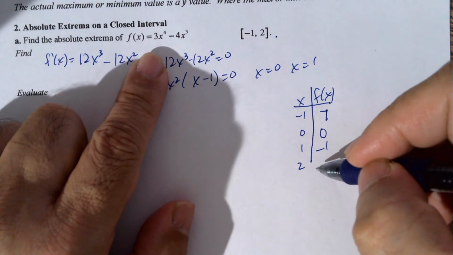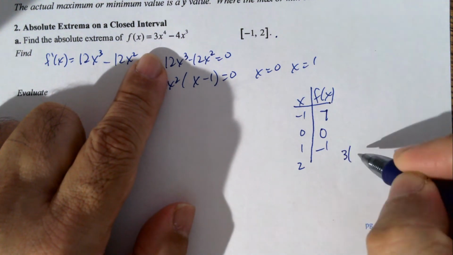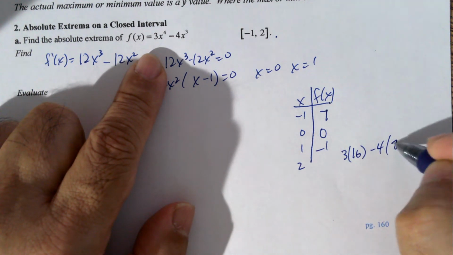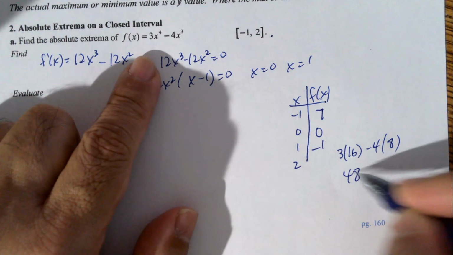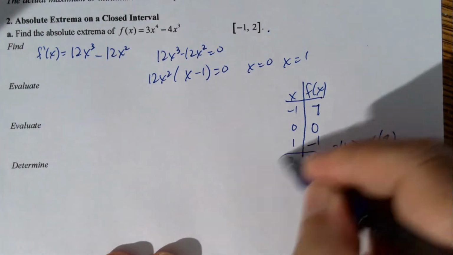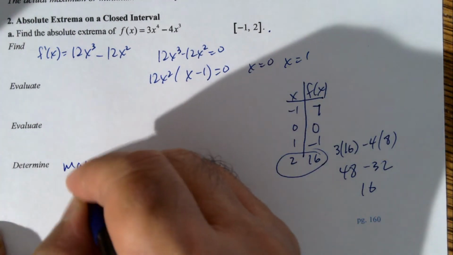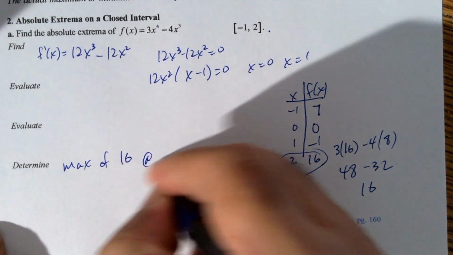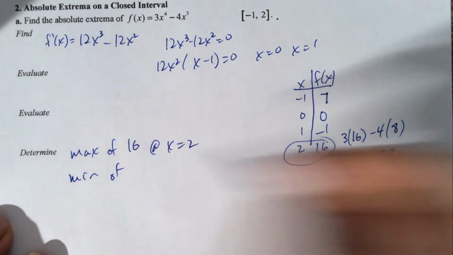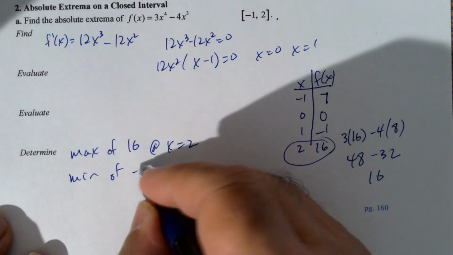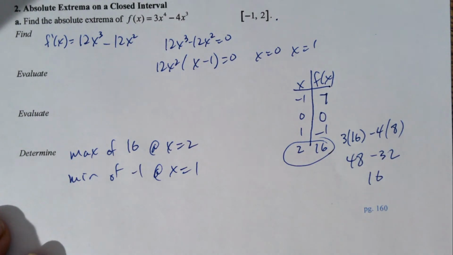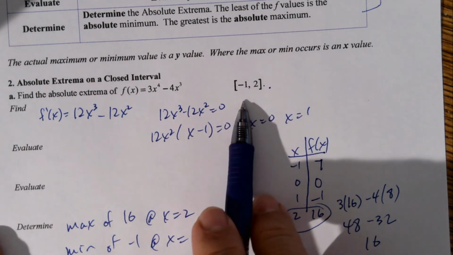Plug in the 2. Can't do that one in my head. 2 to the 4th is 16. Minus 4 times 2 to the 3rd is 8. So that's 48 minus 32, or 16. So 16. So we have a maximum. So max of 16 at x equals 2. And we have a min of -1 at x equals 1. That's the absolute extrema for this function on that interval.